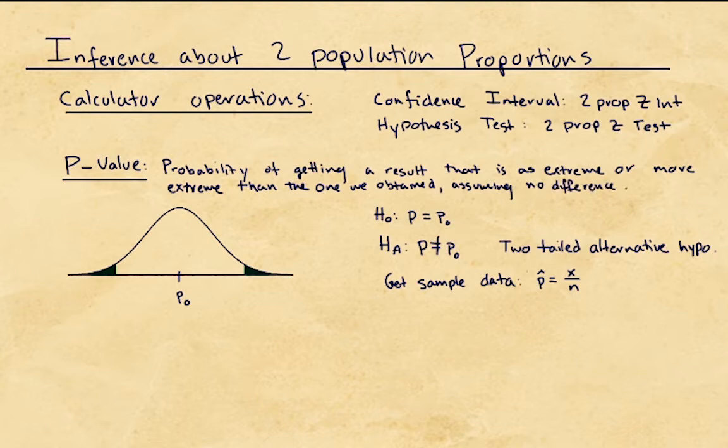The p-value is the probability of getting a result that is as extreme as p hat or more extreme than p hat, assuming that the null hypothesis is true. So in this example, the alternative hypothesis is that we are assuming that there is a difference. So the null hypothesis is assuming that there is no difference.